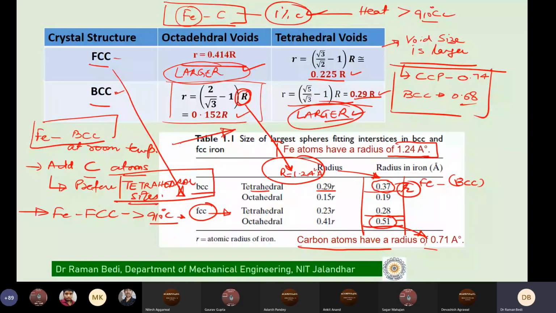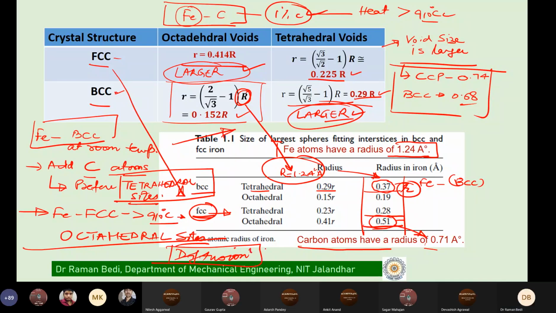As I heat them, the crystal structure undergoes a change, and you have an FCC system now in place, where their preference will be to move into octahedral sites because the octahedral sites are larger. This movement happens because of a phenomenon known as diffusion. That is how atomic movement takes place inside the system. Carbon atoms are moving from one side to another, occupying other sites.